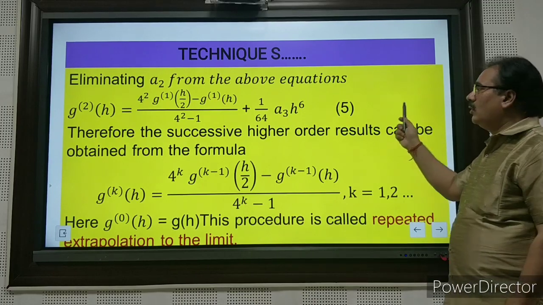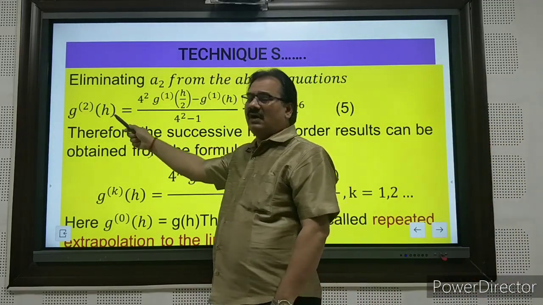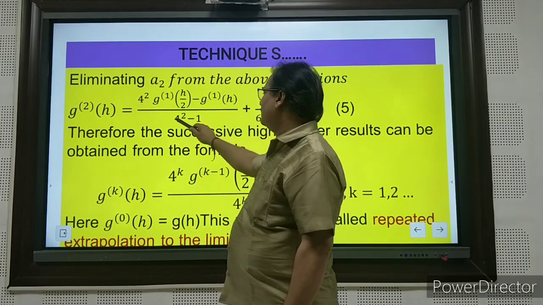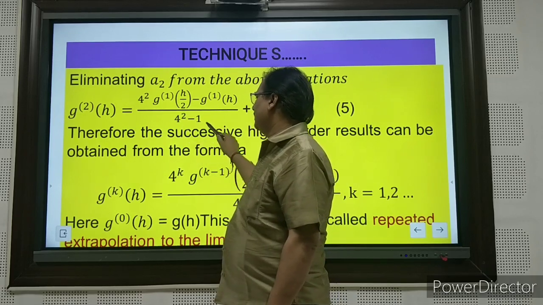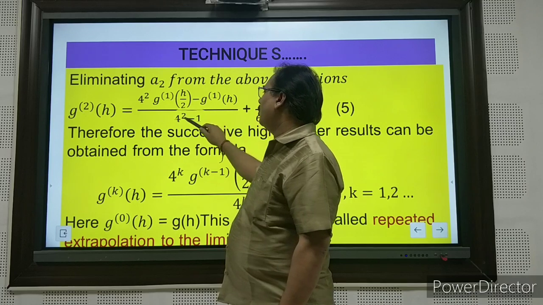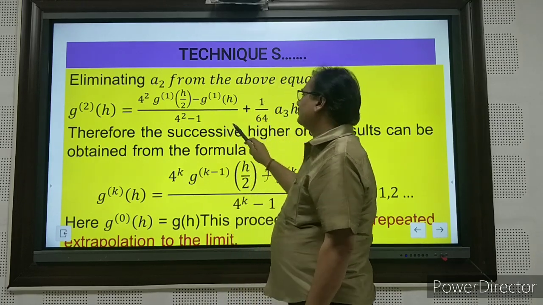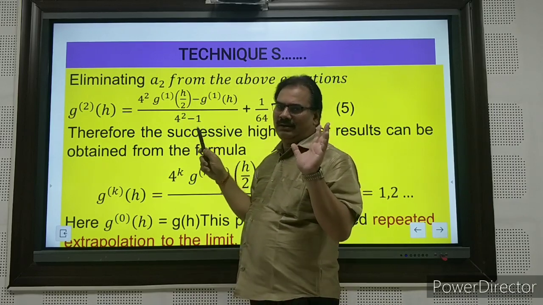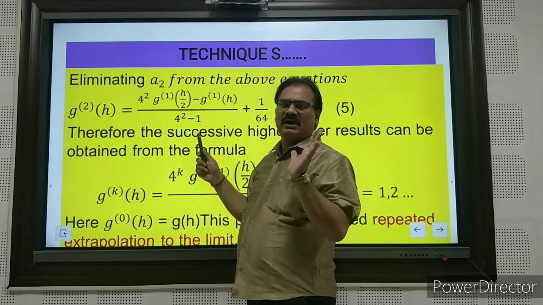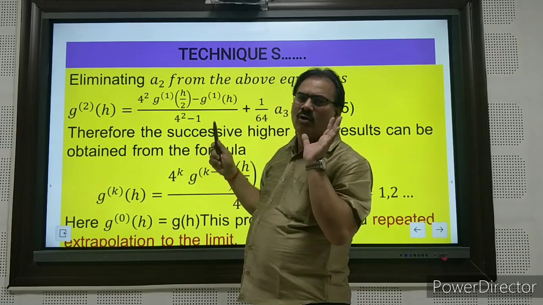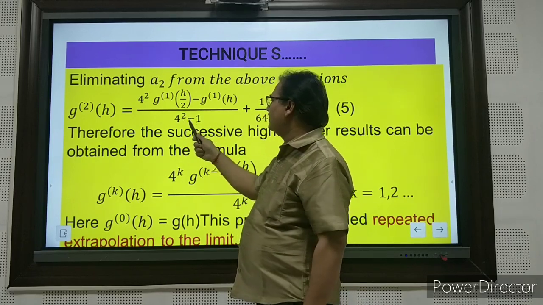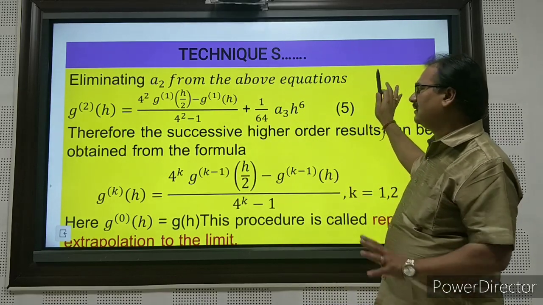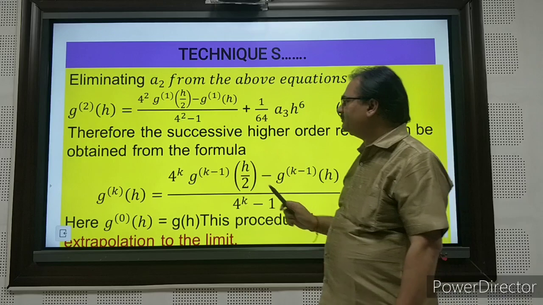Similarly, eliminating a2, we may write this equation. Means g2h is equal to 4 square g1 h by 2 minus g1h divided by, mind it, this is a very important number, 4 power 2 minus 1. Some books have written 15, but we should avoid writing 15. We should write like this, because then it will be simple to understand Romberg's integration or Romberg's method. So 4 square minus 1, plus 1 by 64 a3 h power 6, and so on. Let us suppose this is equation number 5.